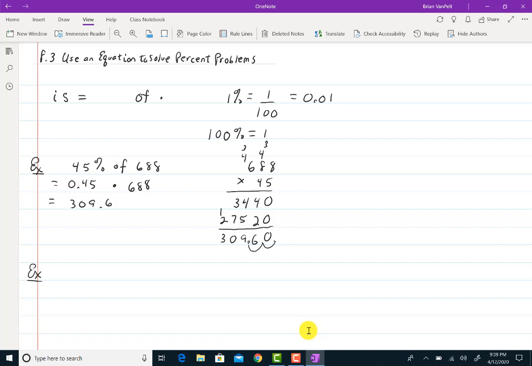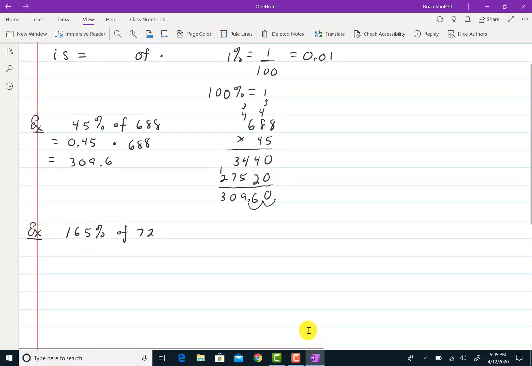Another example, 165% of 72. That equals 1.65 times 72. And let me go ahead and do my multiplication here. I'll insert the decimals later.